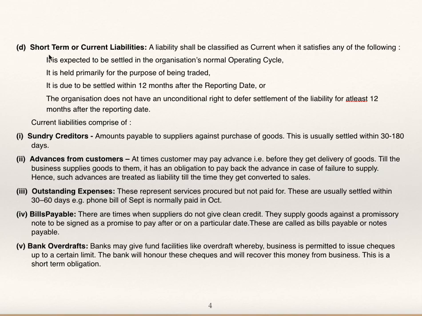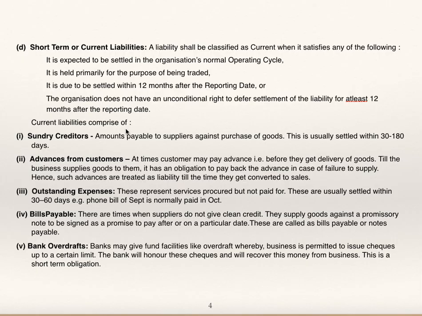Fourth, on the liabilities side of the balance sheet, fourth classification is short-term or current liabilities. A liability shall be classified as current when it satisfies any of the following. It is expected to be settled in the organization's normal operating cycle. It is held primarily for the purpose of being traded. It is due to be settled within 12 months after the reporting date, or the organization does not have an unconditional right to defer settlement of liability for at least 12 months after the reporting date.